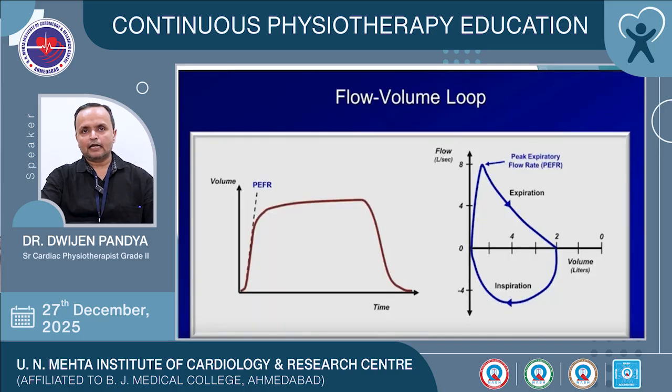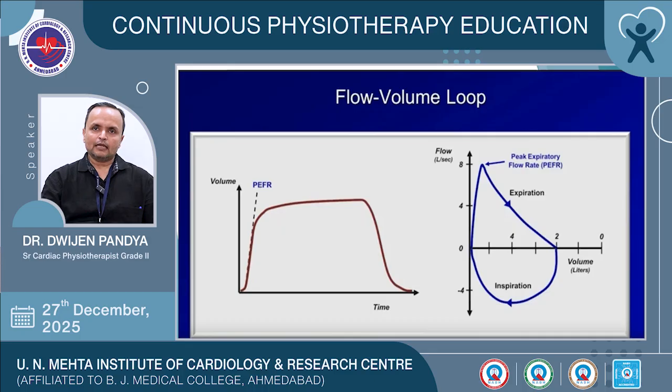So, this particular diagram shows the normal flow volume loop. We look at the PEFR. The PEFR is the peak expiratory flow. This is the highest point in the expiratory curve of the patient. And there are two loops. First is the expiration loop and the second is the inspiration loop.